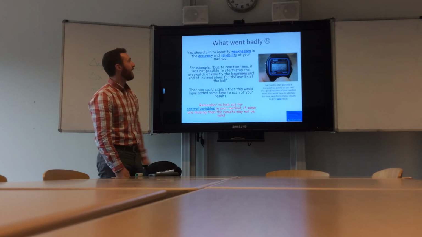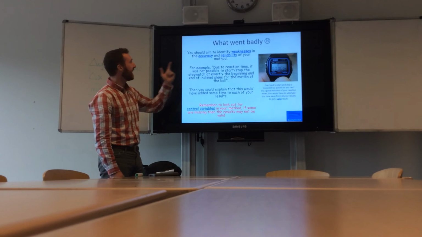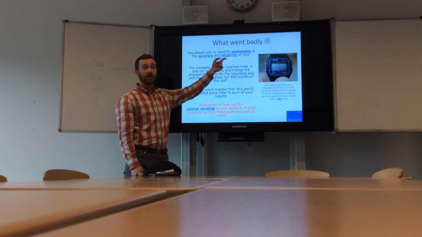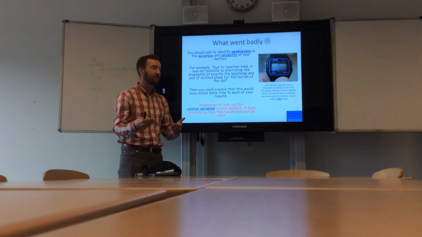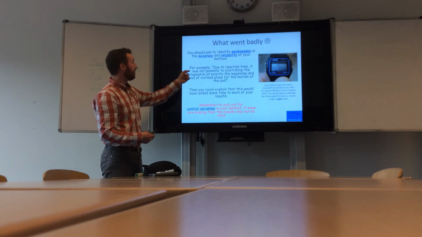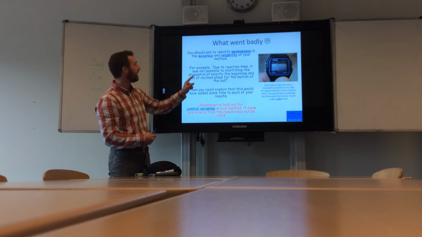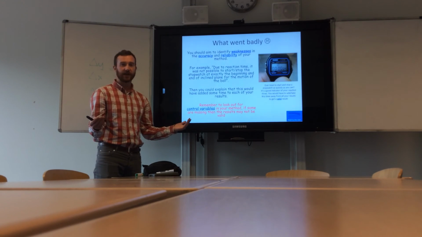Next, what went badly? You should aim to identify weaknesses in the accuracy and reliability. If you click on these words, they will tell you what they mean. Also, there is another video on Ish Physics about reliability and validity of your method. For example, due to reaction time, it was not possible to start and stop the stopwatch at exactly the beginning and end of the inclined plane for the motion of the ball. How did that affect your results?